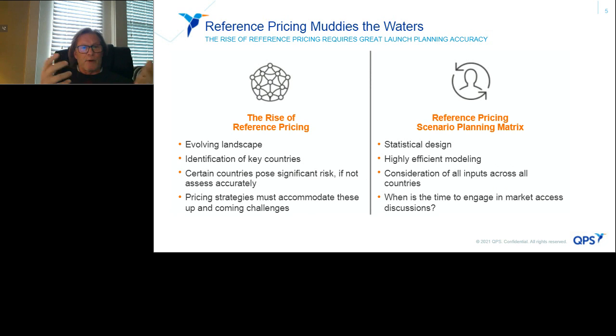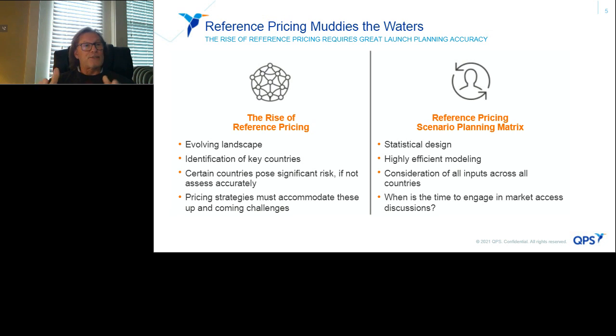So we've made the comment that reference pricing can muddy the water, and we're not now just reflecting on the pricing in that process in foreign countries. This is an evolving landscape. You have to identify which are the key countries you need to go to market in. Certain countries pose more significant risks than others. And these pricing strategies must accommodate all of these challenges and all of these issues, and do so in a very methodical and proper way.